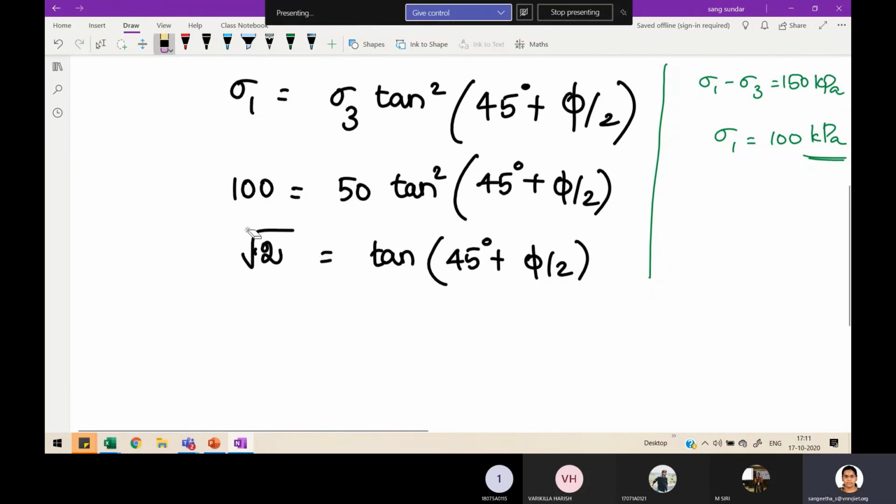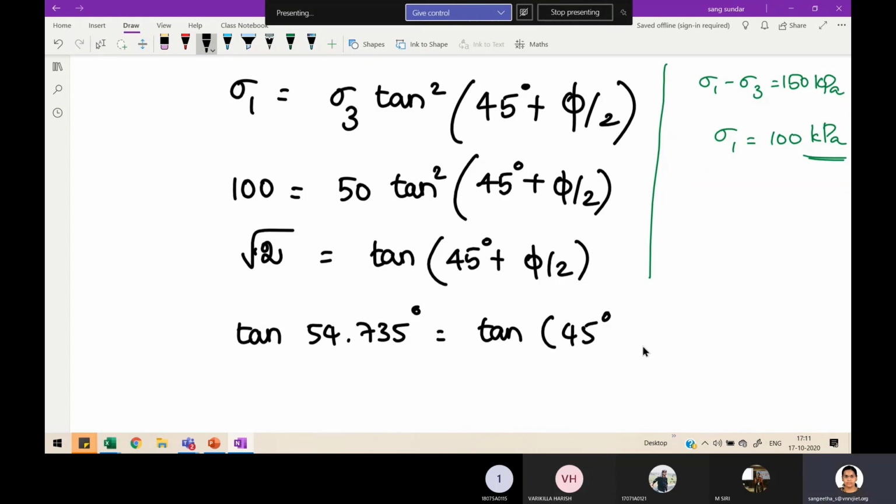So you will get tan 54.735 degrees is equal to tan of 45 degree plus phi by 2. Right? So now tan cancels. Tell me how much is your phi. 54.732 minus 45, right? What else should we do? You will get an answer, into 2. You just take the answer.